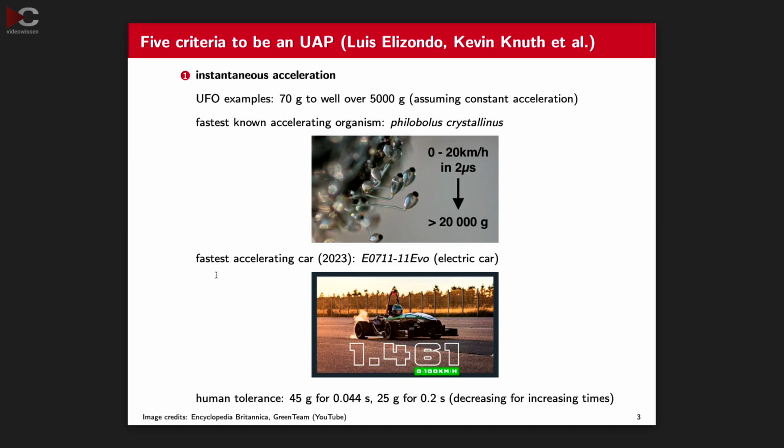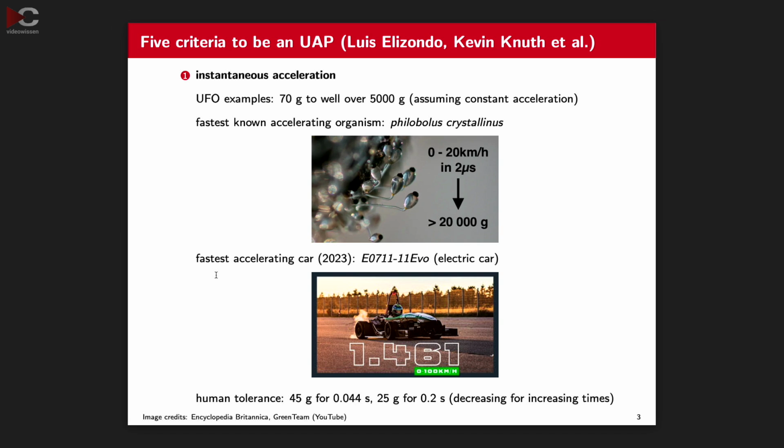Now let's compare to the fastest accelerating car that we have to date, which goes by the name that you see here on the slide. Surprisingly, it's actually an electric car, which has been created and built by German engineers. And it is able to go from 0 to 100 kilometers per hour in just 1.461 seconds. Doing the math here, this just amounts to a bit less than 2g acceleration, but we should take into account that this car is driven by a human being.